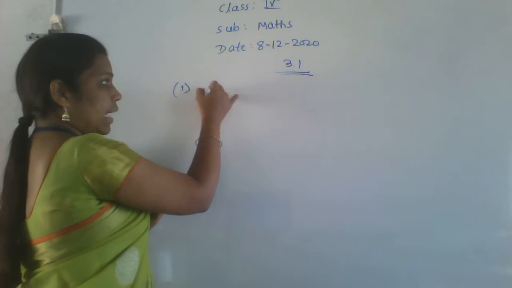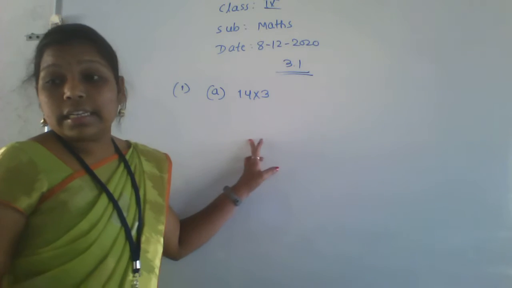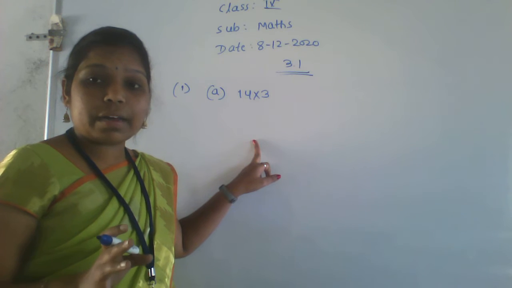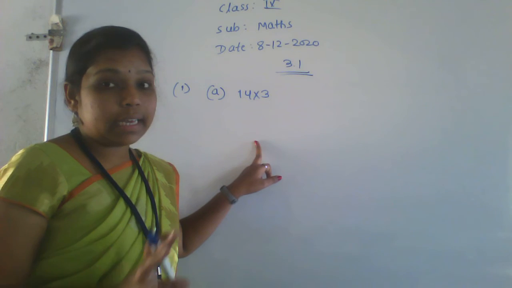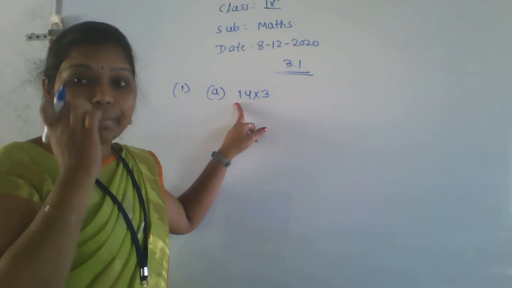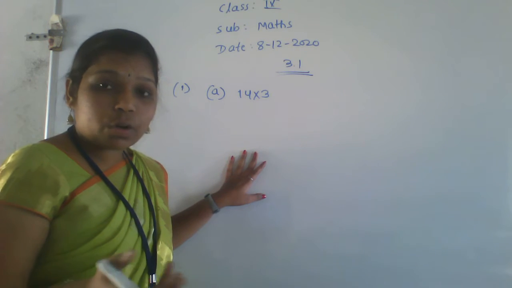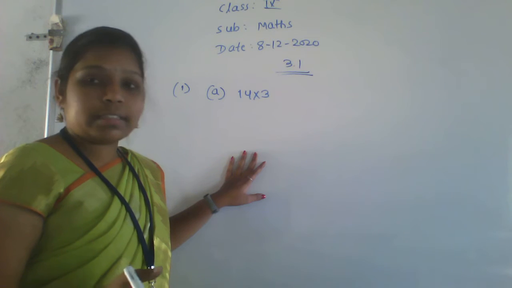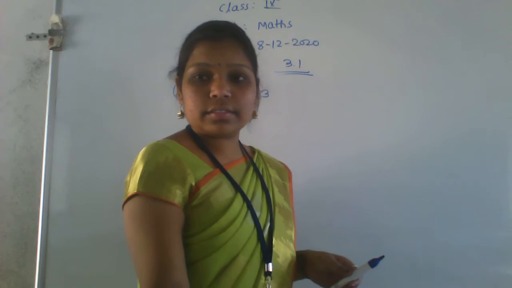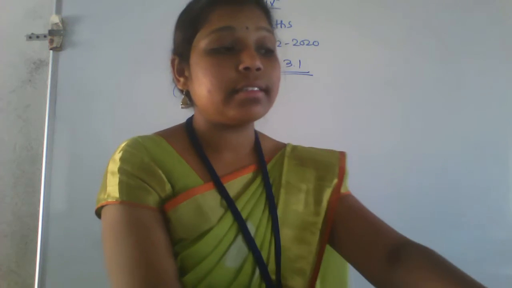See here, first 14 into 3. I told you, usually we have to break up the bigger number. 14 is the bigger number. How will you break it up now? It can be 10 plus 4, or 7 plus 7, or next, 8 plus 6. Okay, so break up the numbers and multiply.